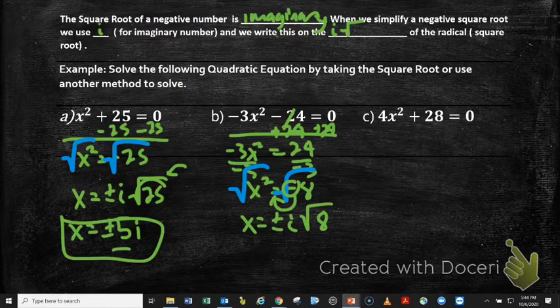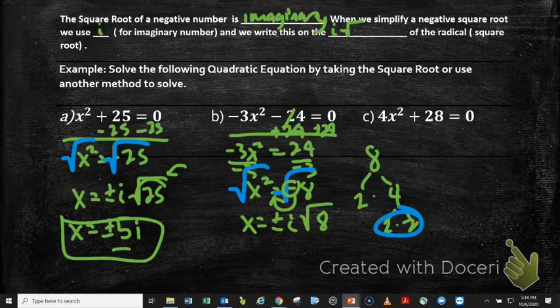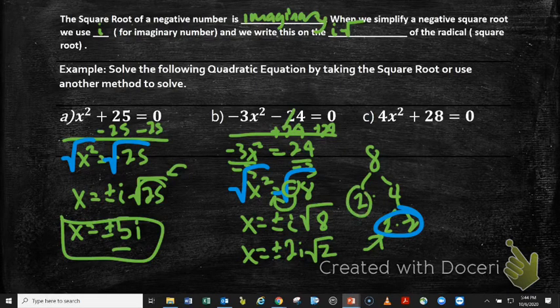Once you get here, this is not a perfect square. We're going to have to simplify the square root of 8 by doing a prime factorization. That's 2 times 4, and that's 2 times 2. Pull out pairs. So this would become x equals plus or minus. Since I have a pair of 2s, I'm going to have 2i. That's coming from these square roots of 2, what's left over in the prime factors.